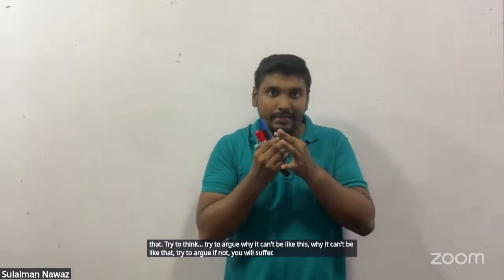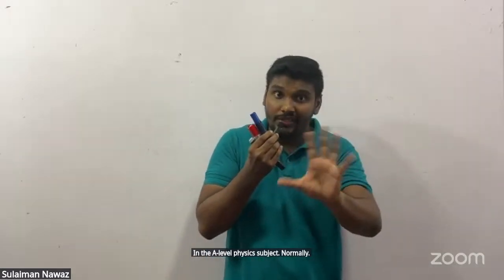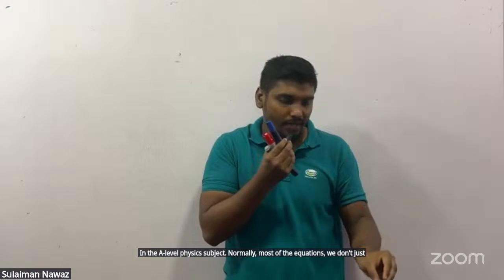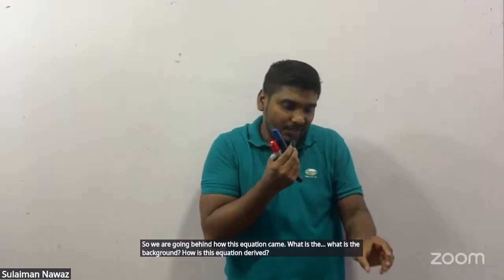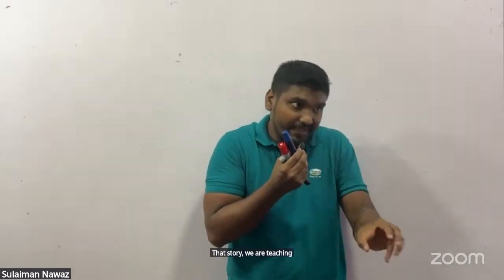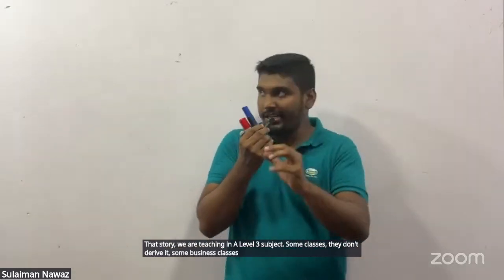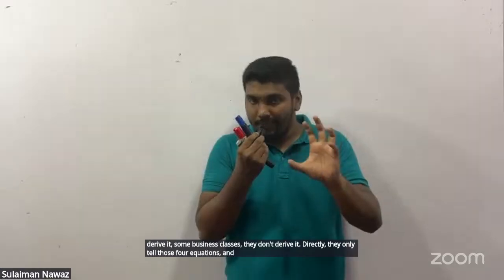In A-level physics, for most of the equations we don't just write the equation; we go behind how this equation came, what the background is, how this equation was derived. That is what we teach in A-level physics. Some physics classes don't derive it directly; they only tell those four equations and finish the story.